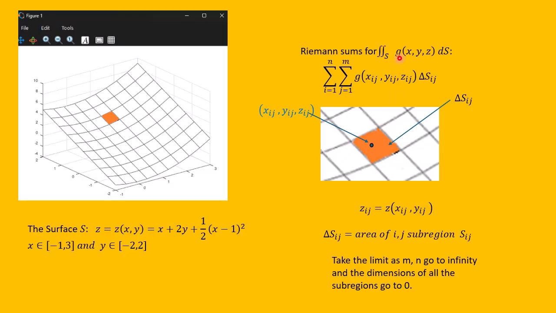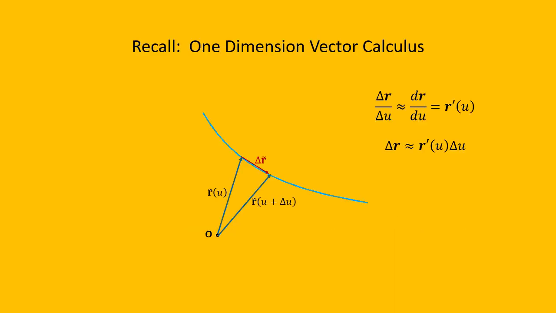And then to get the double integral, we'll take the limit of Riemann sums that look like this as m and n both go to infinity, and the dimensions of all these little subregions, each dimension, the length and the width in this case, go to 0. We will be dealing with position vectors that depend on two parameters.